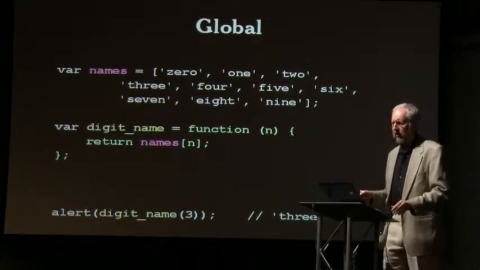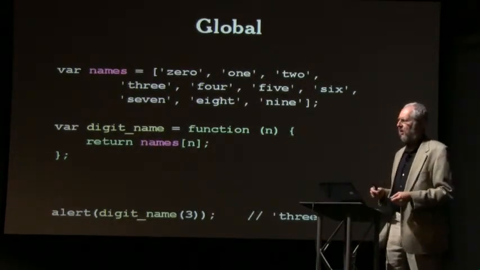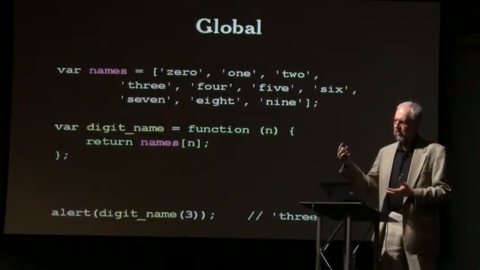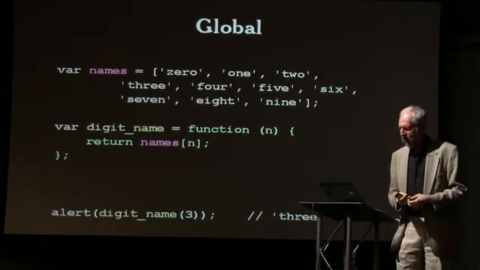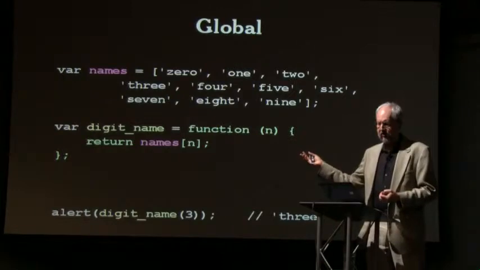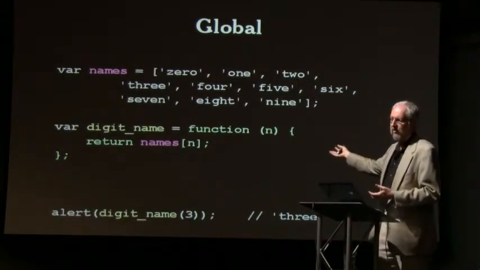I'll start with a simple one. I've got a function called digitName. It will take a number as an argument and will return the name of that number in English. It will take advantage of an array of strings that's stored in names. And as you can see, it's a really simple function.